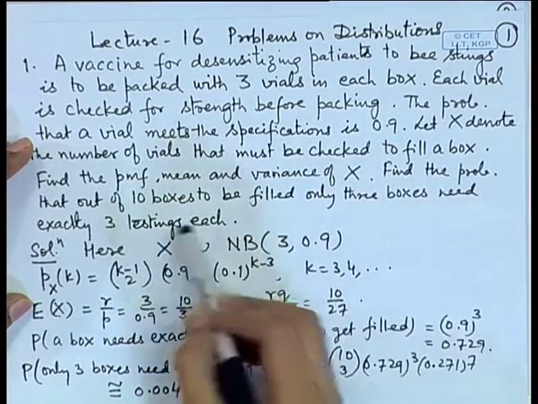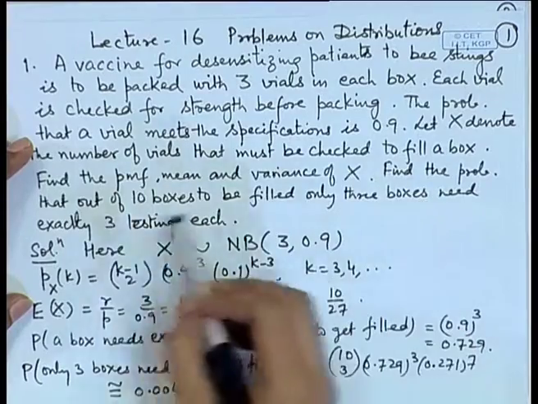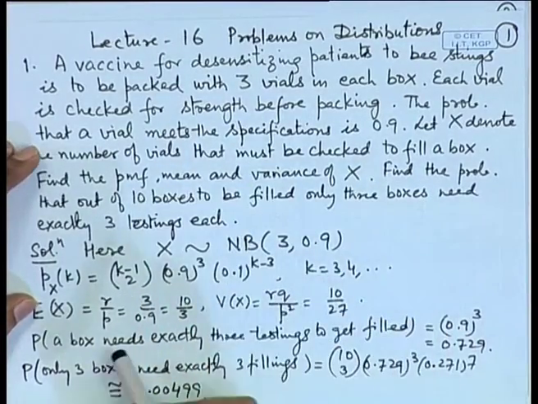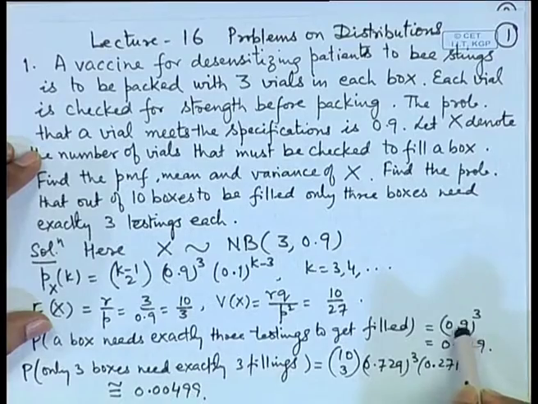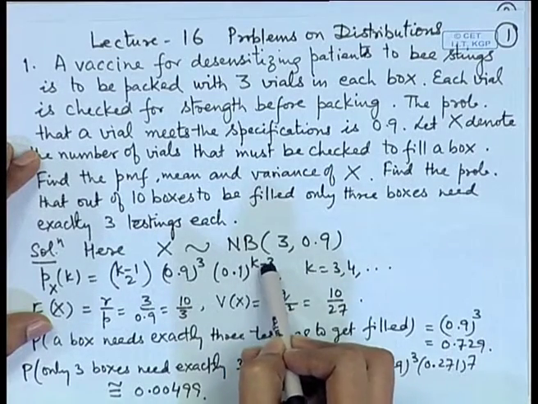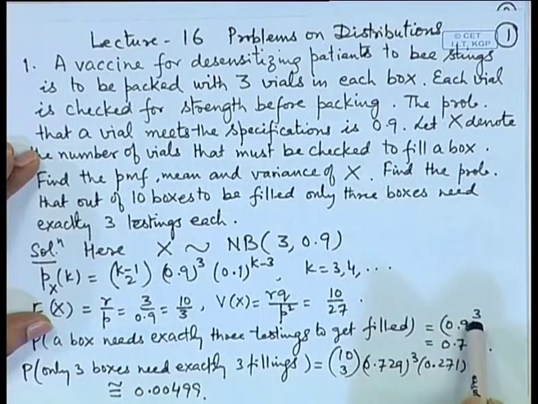Find the probability that out of 10 boxes to be filled, only 3 boxes need exactly 3 testings. So, now what is the probability that one box needs exactly 3 testings? That means the first 3 vials which are checked all meet the specification. So, this corresponds to the k equal to 3 term here, which gives 0.9 cube, that is p cube.